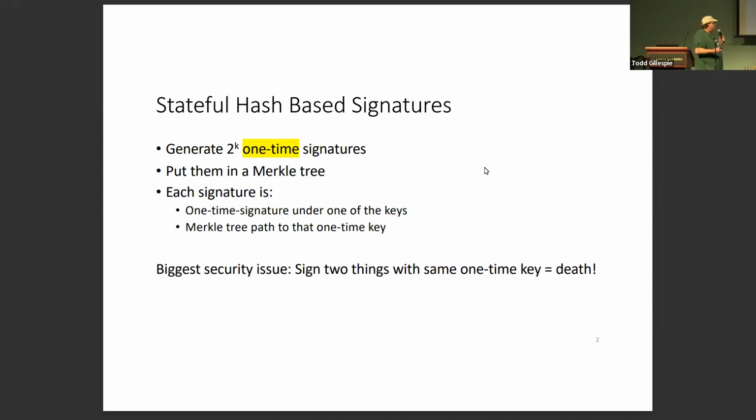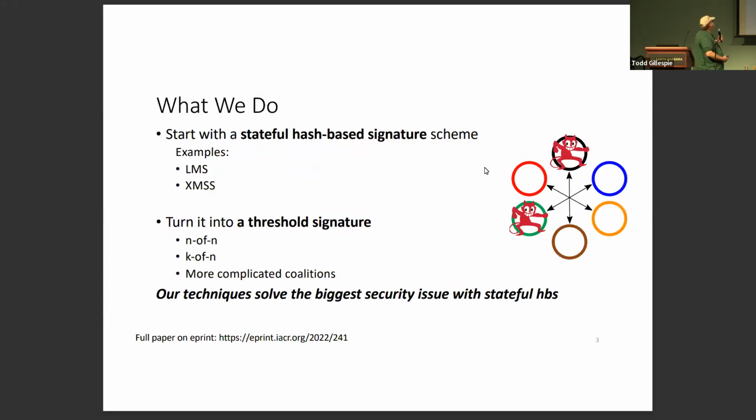Sorry, I'm not sure if you can hear me. So the big thing to understand about this, the big security issue, is you could sign 2 things with the same key. And if you do that, then you're just doomed. So what we do in this paper is we start with any kind of stateful hash-based signature scheme, and we use it to construct a threshold hash-based signature scheme.